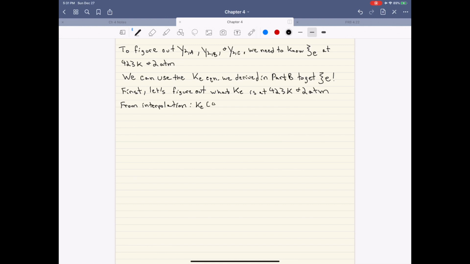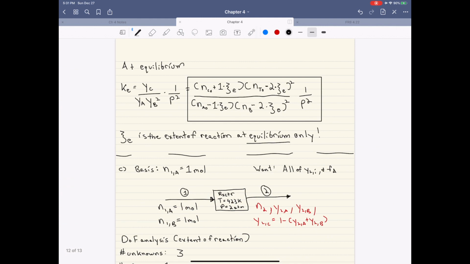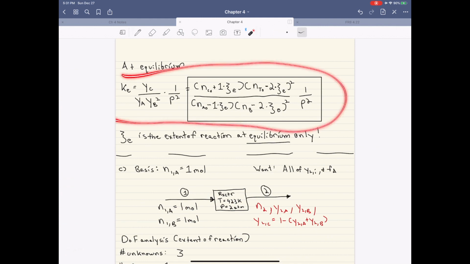Okay? So for 423 K, we get an equilibrium constant of 0.278 1 over atmosphere squared. Okay? And so work that out at home and make sure that you get that same number. Now that we have this value, we can now plug it in to this equation. Or specifically, we could plug it in there.